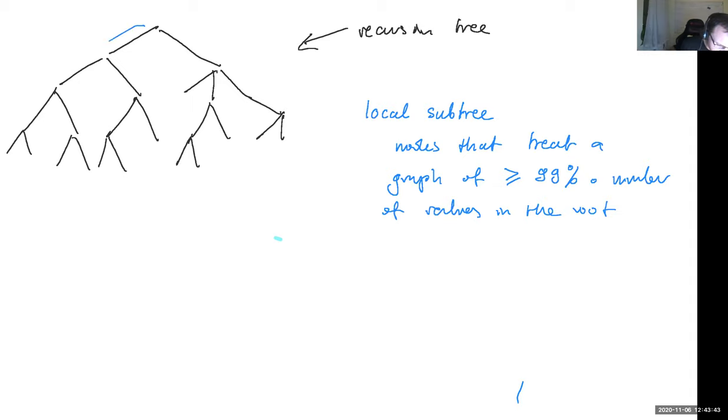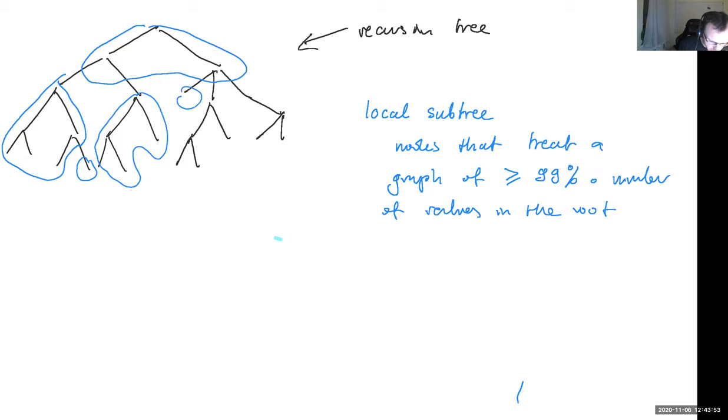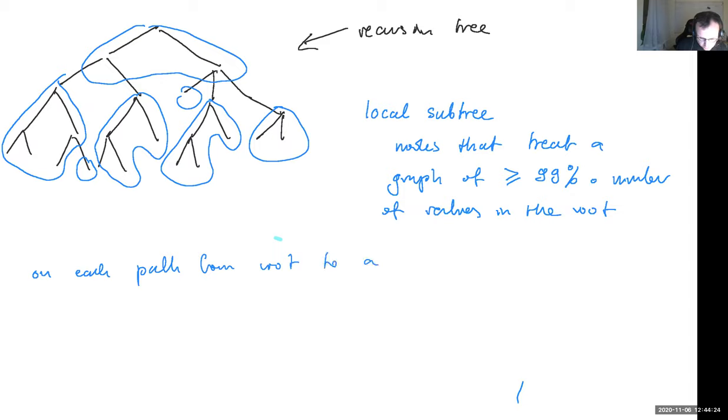So I can partition my tree into those subtrees. I can do it in a greedy way. I don't really care. So I know that within each of those blue trees, the size of the graph is at least 99% of the original size. But as soon as I leave the blue part, I know that the size dropped. So the crucial observation is that on each path from root to a leaf, I visit log n local subtrees.